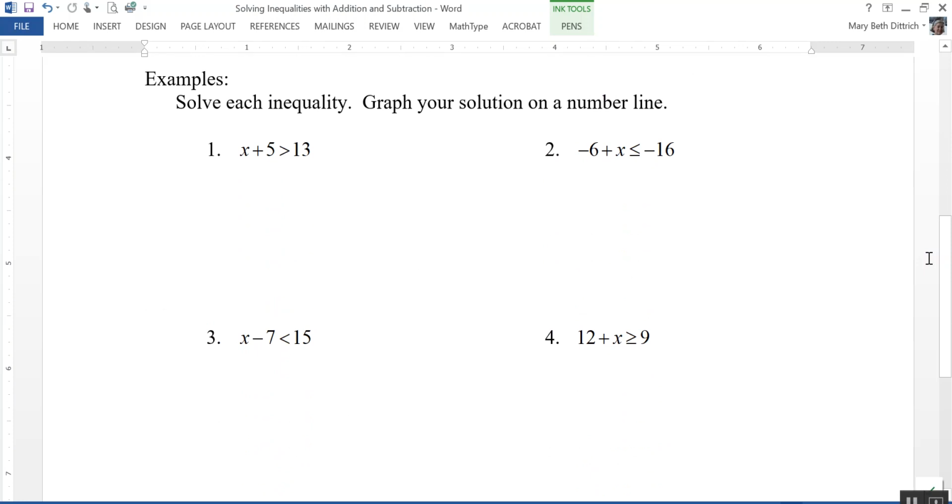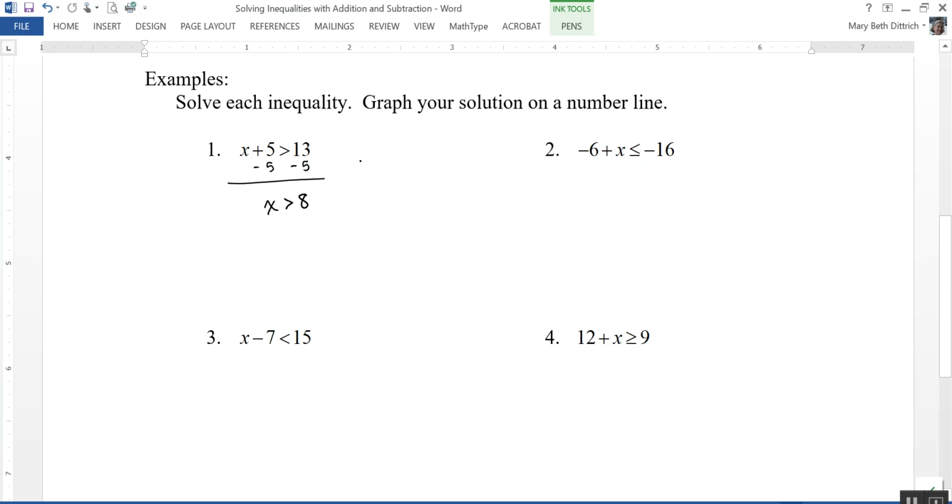Our first one is x plus 5 is greater than 13. So notice that 5 is being added to x, so I want to subtract 5 on both sides, and I have x is greater than 8. That's the solution to my inequality.